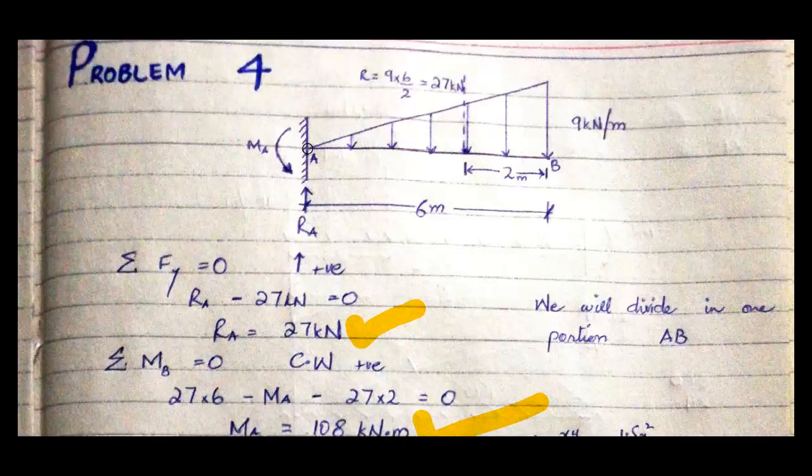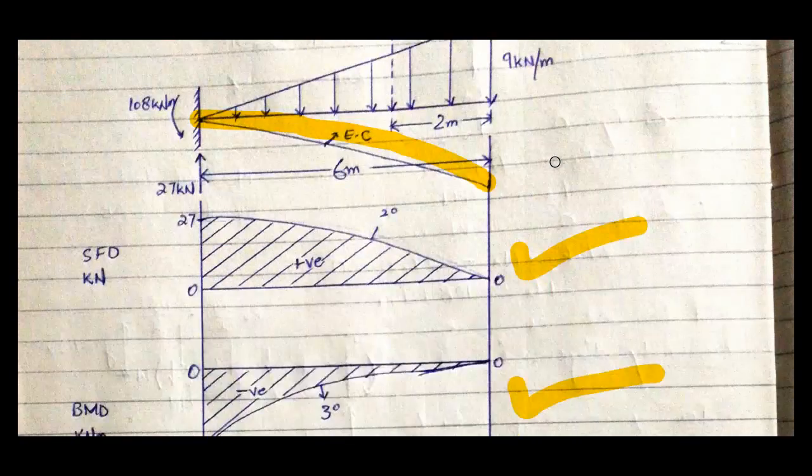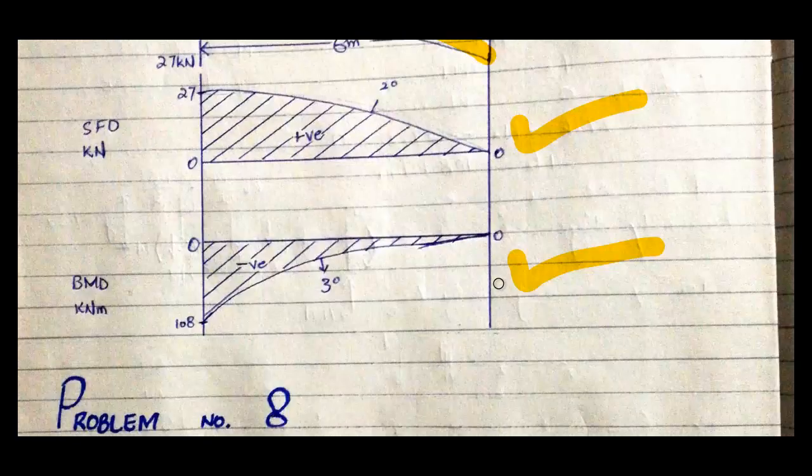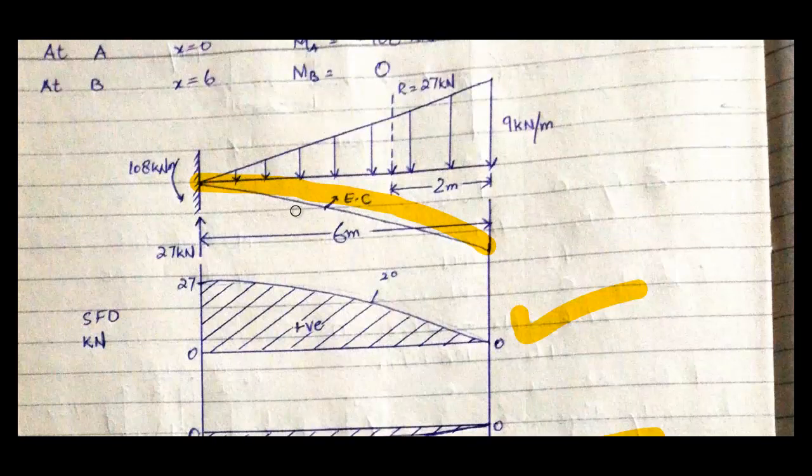And then in this case, we just need to consider one portion, AB. The entire beam will be a part of one single portion. And the shear force diagram is second degree, and at the free end it's equal to 0. Bending moment diagram is third degree, and at free end it's equal to 0. So both are correct. In the elastic curve, the curve seems more like a straight line and it is starting right from the beginning. That's not correct.